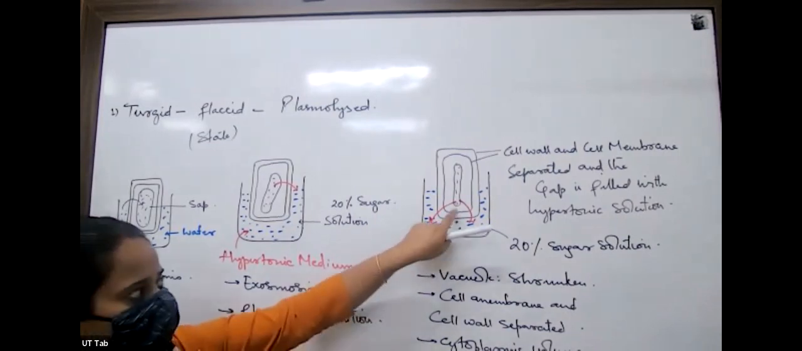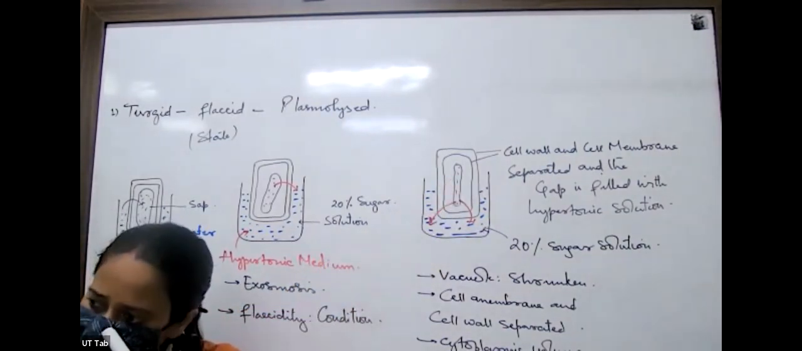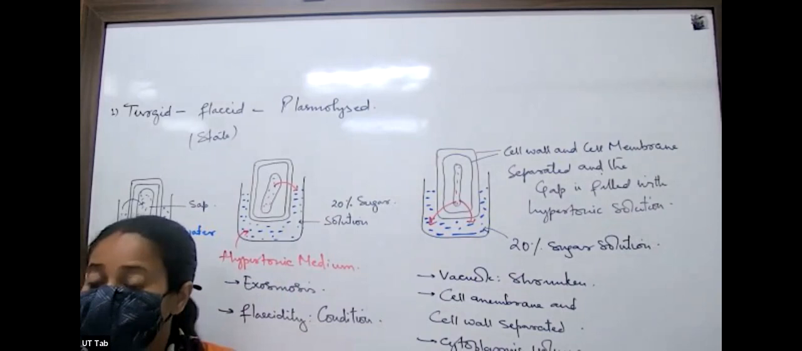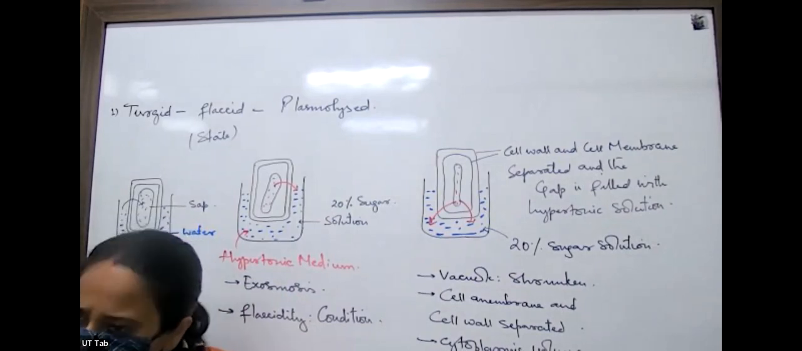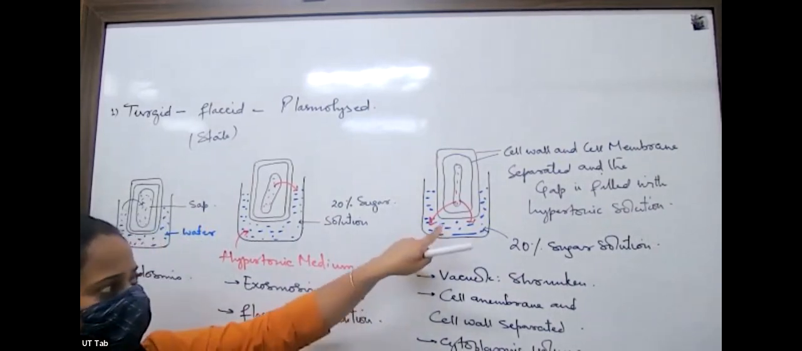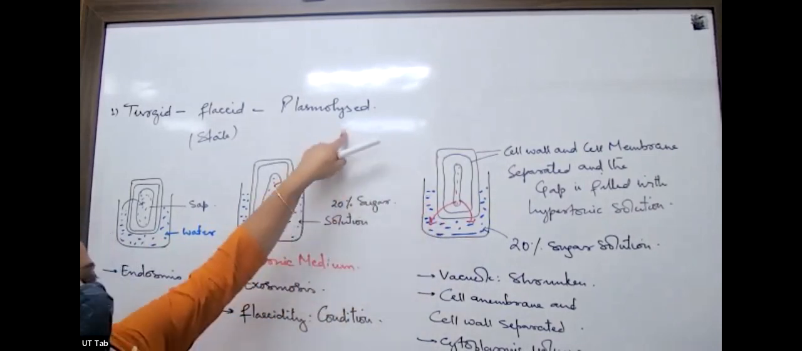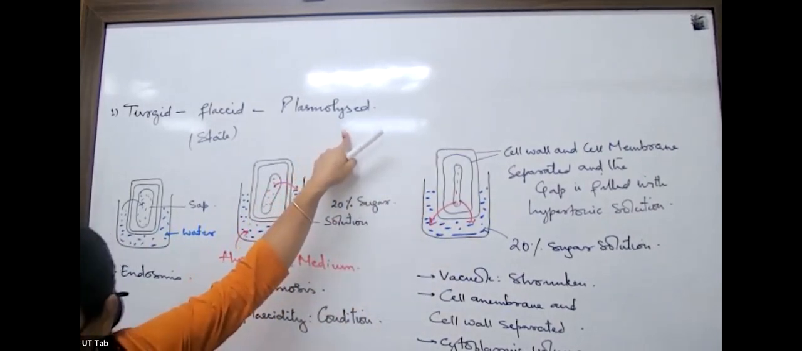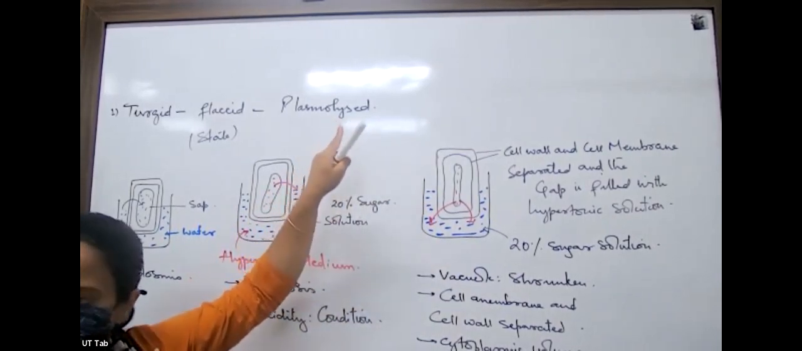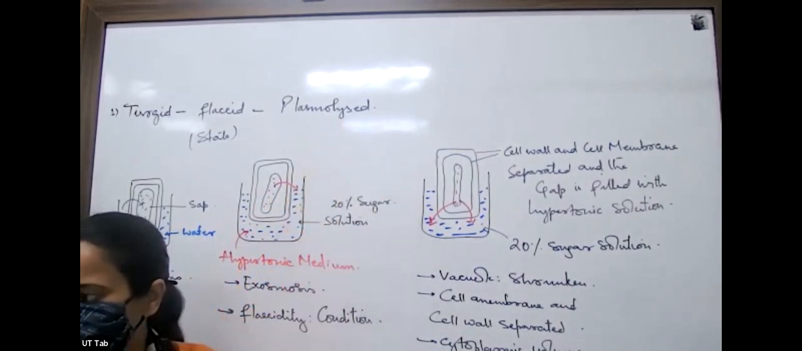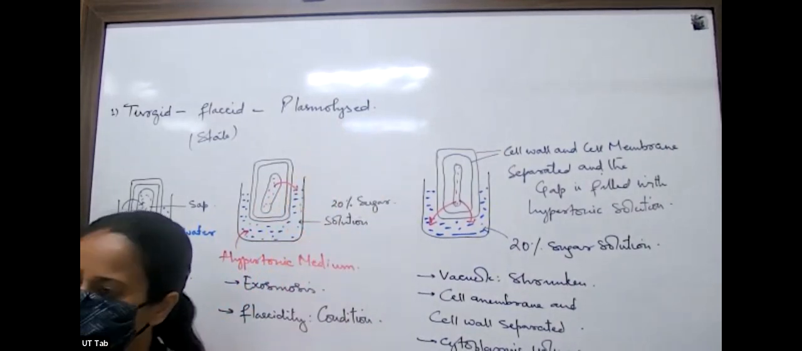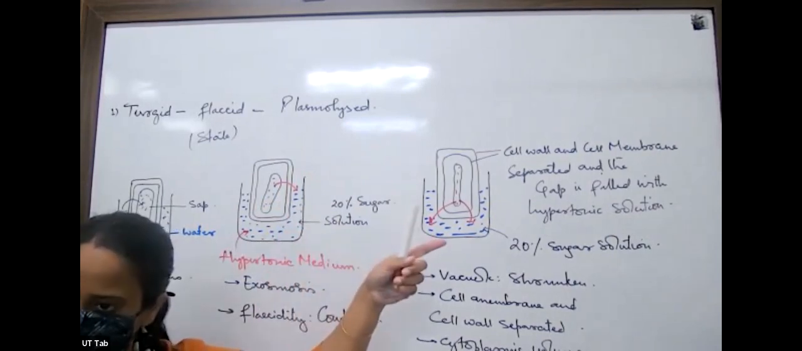What about the cytoplasmic content? The cytoplasmic content also will come down, shrunken. What about the vacuole? The vacuole will thin down. If that is the state of the cell, then this state of the cell is called plasmolized. So the plasmolized state of a cell is an extended state of flaccid.